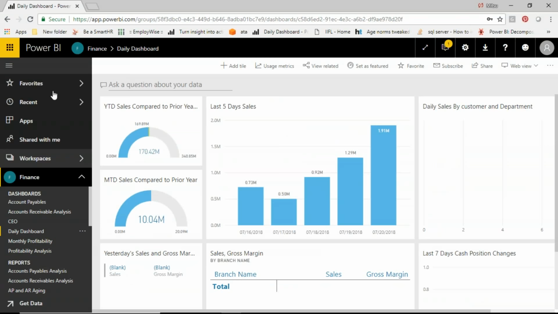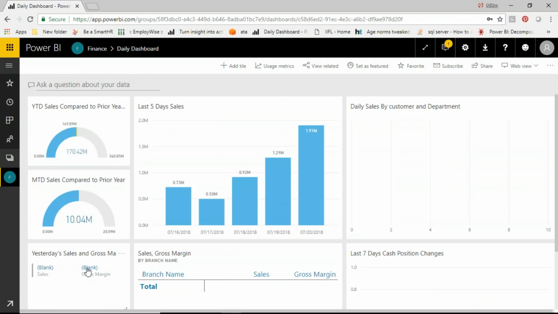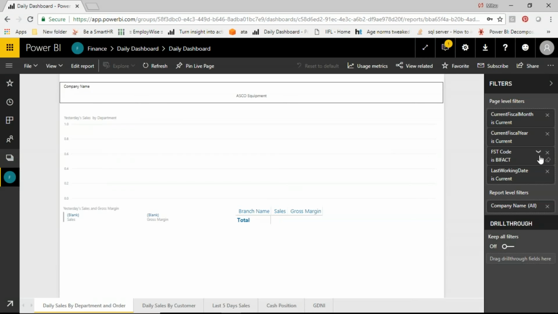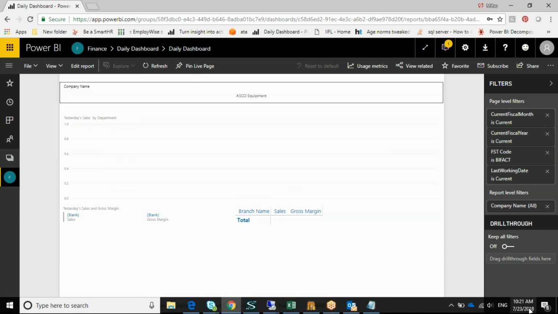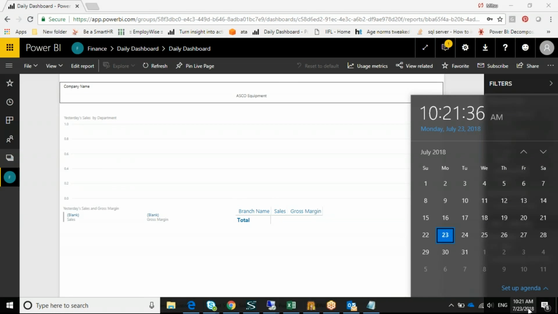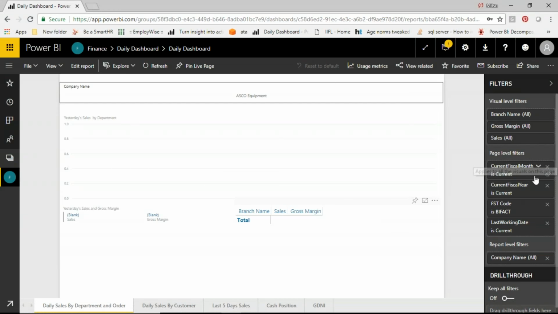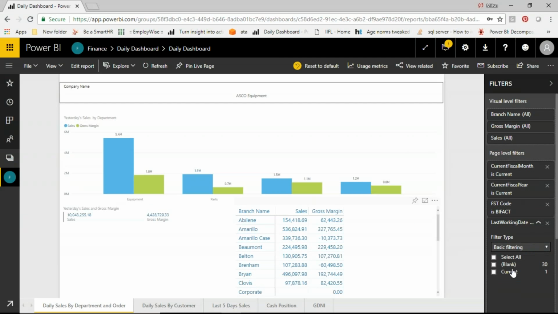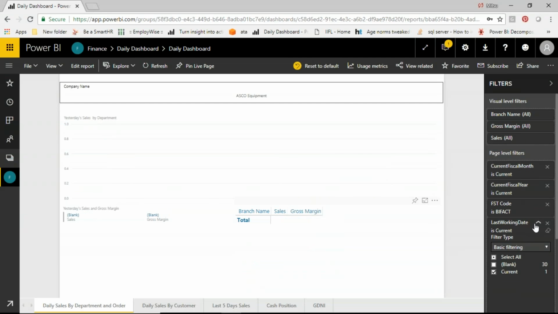Then we have something that we call the daily dashboard. I don't know why this shows last working day was 20. It's just slow. Anyways, I'll check that out.